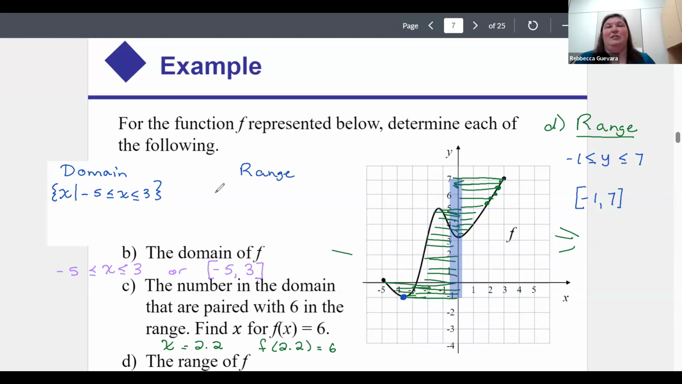And then range, same kind of thing, except now we have a y, and we would say that y is greater than or equal to -1, but less than or equal to 7. So it's basically repeating that interval again, but that is what we call set builder notation. If you see notation like that, it's basically just telling you what the range is with an interval.